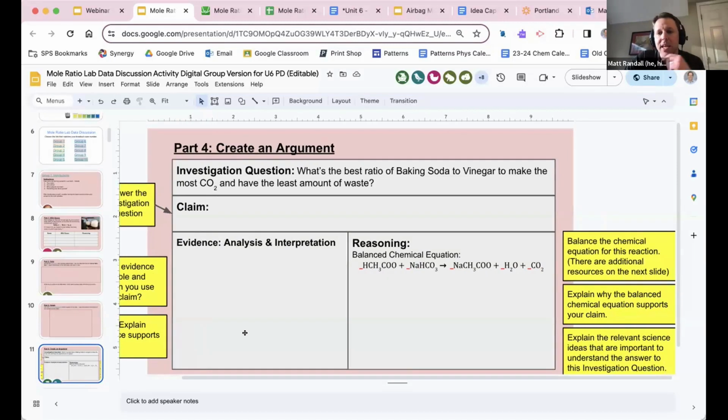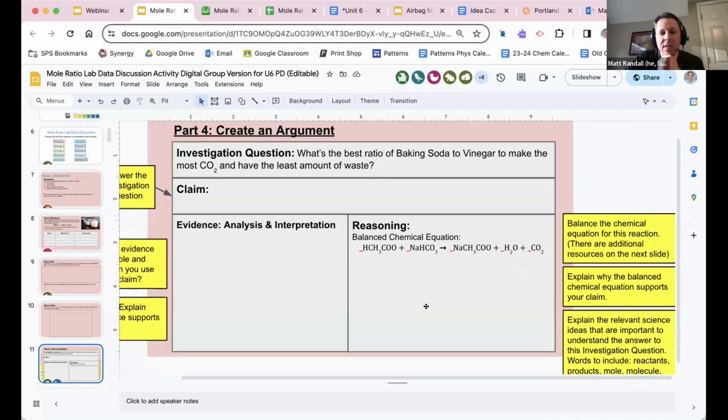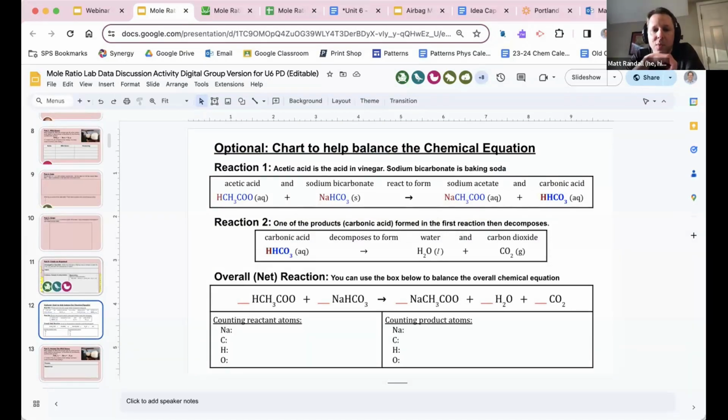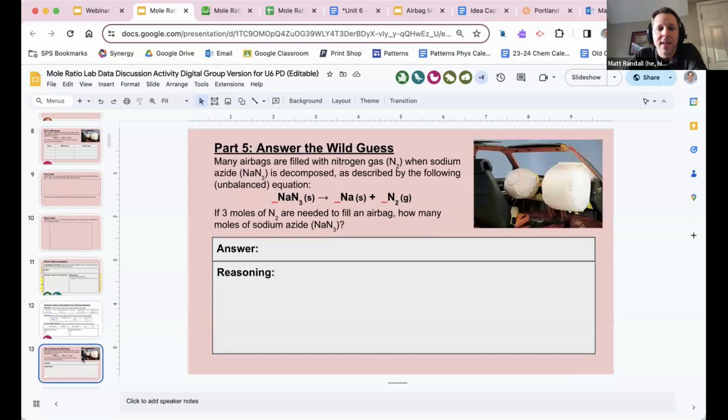And then the reasoning, we'd like you to connect this to the equation. So the first step is to balance the chemical equation, and then explain why the balanced chemical equation supports your claim, and explain the relevant science ideas. And there's some vocabulary that we're encouraging you to use. We have students do this on a big whiteboard, just like you're doing digitally. And then there's an optional slide with resources if you want extra. This is like support that I give to students for helping balance the equation in their lab document. And then if there's time, answering the wild guess and some discussion questions.